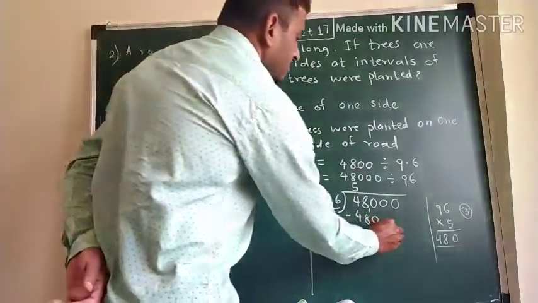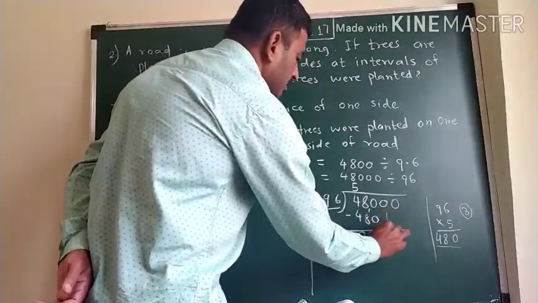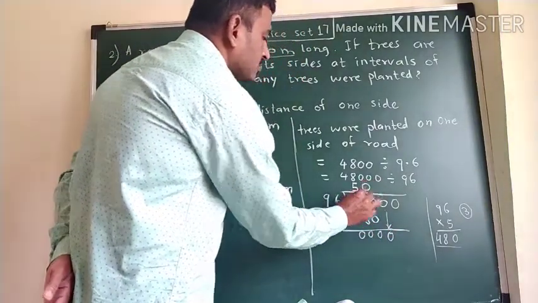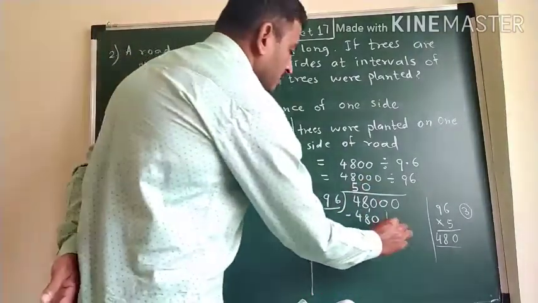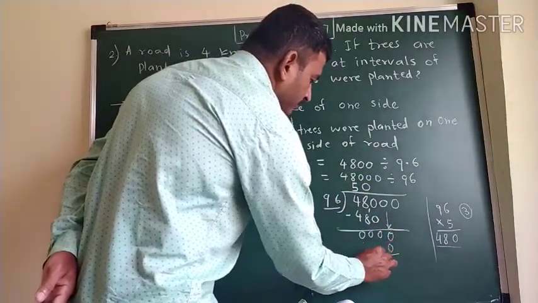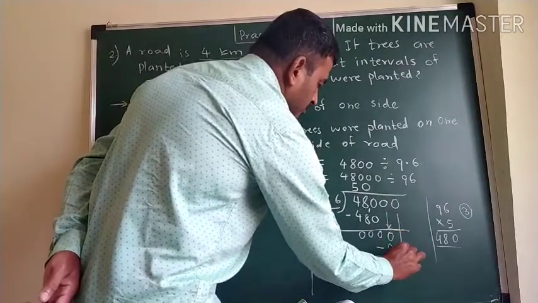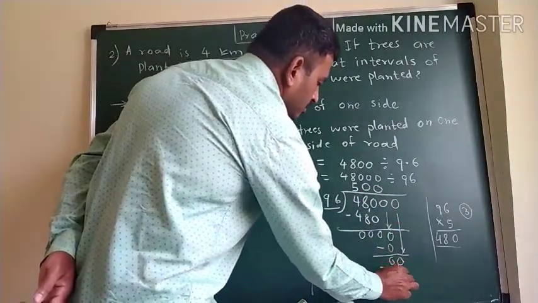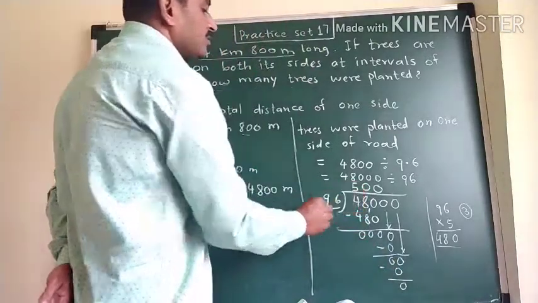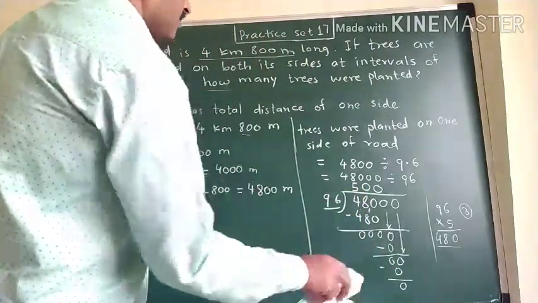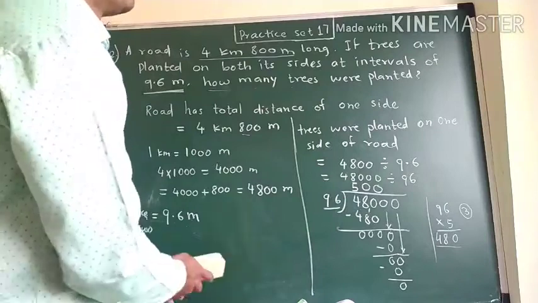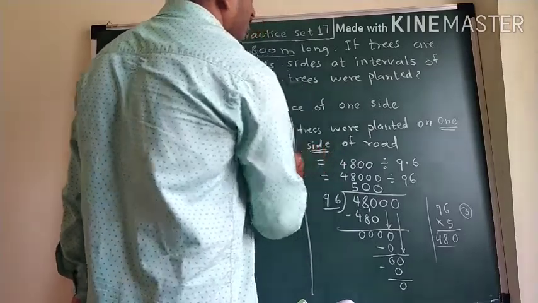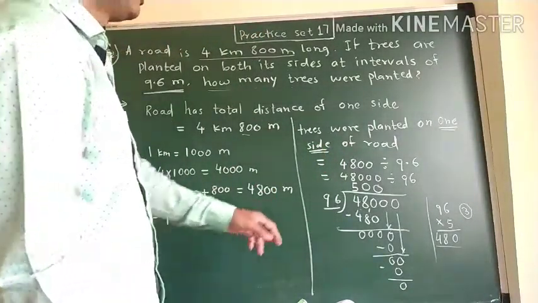Now we know that when zeros are there, then we write downside and divide that 0. 96 zeros are 0. Then again a 0 is there, so that 0 we have to take down. So 96 zeros are 0. So our answer becomes 500. This 500 is for one side. How many trees were planted on one side is 500.